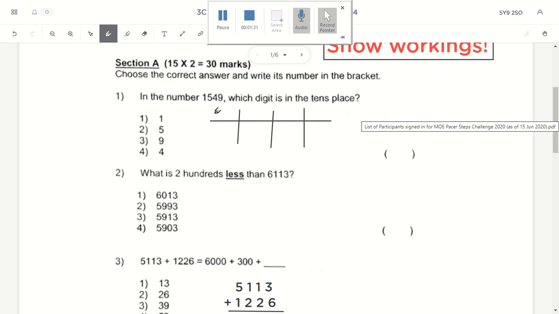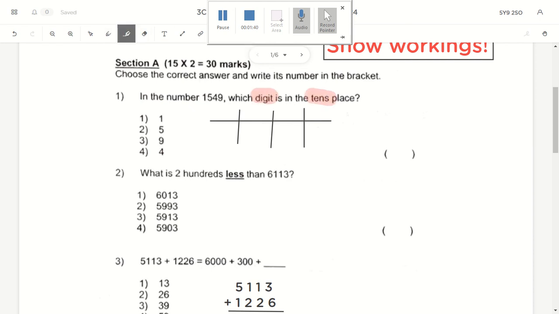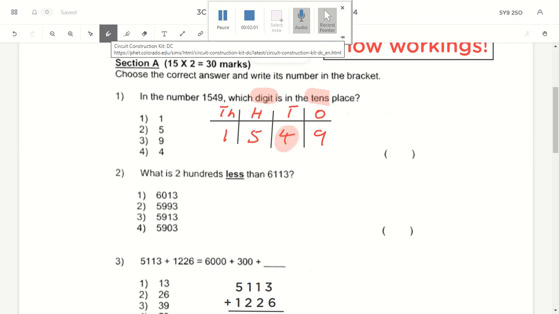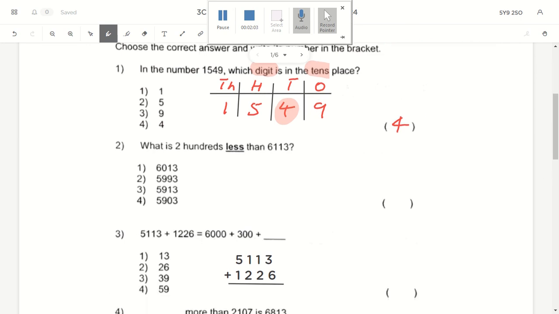Alright, so let's start. Question 1, straightforward. In the number 1549, which digit is in the tens place? I want to know which digit is in the tens place. So very simple. I'll use my place value chart, my best friend. 1549. So this is my ones, this is my tens, this is my hundreds, this is my thousands. Okay, so which digit is in the tens place? I know this is the tens place, so the digit is 4. So the answer is 4. Okay, straightforward. Let's go on.